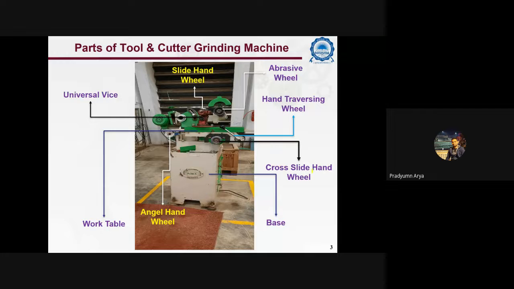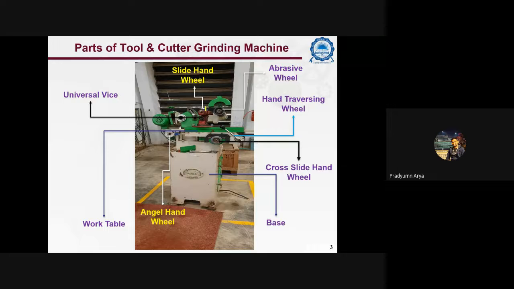Next is the cross slide hand wheel. It is generally employed to regulate the work table in the Y direction. Next one is the work table. Work table generally supports the universal vise, and forward and backward motion of the work table can be controlled by the hand traverse wheel. Next one, the universal vise. This vise, with all degrees of freedom, allows the workpiece to be set at any desired angle.